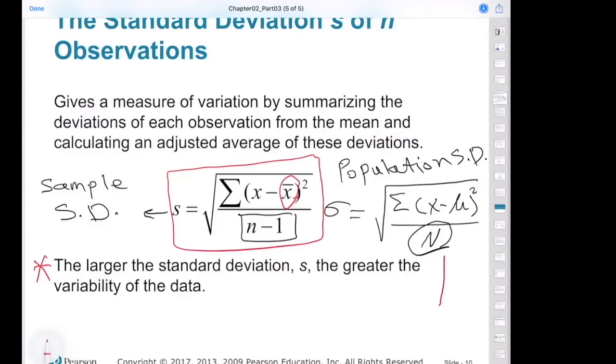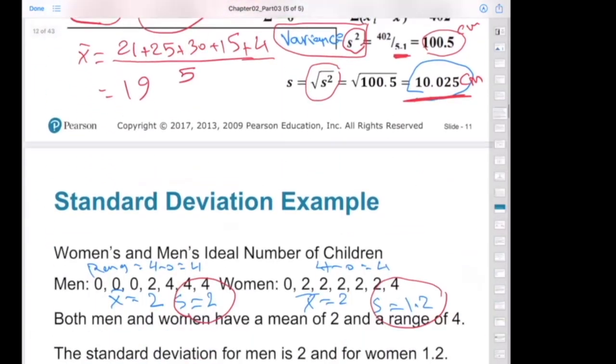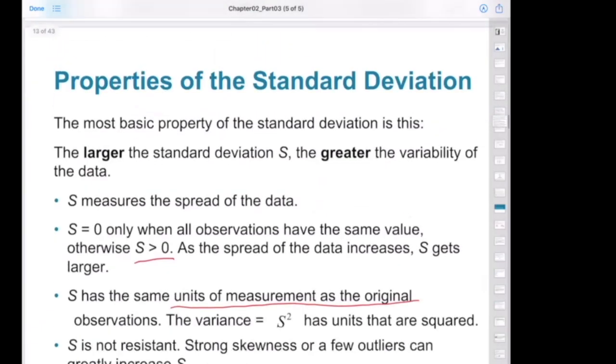X bar is resistant or not resistant to outliers? It's not resistant. It's not robust. So because of that, S also is not resistant. For the same reason, because you use X bar and the X bar is affected by the outliers. So the same thing, S is also affected by the outliers. This is the reason why the standard deviation also is not resistant.